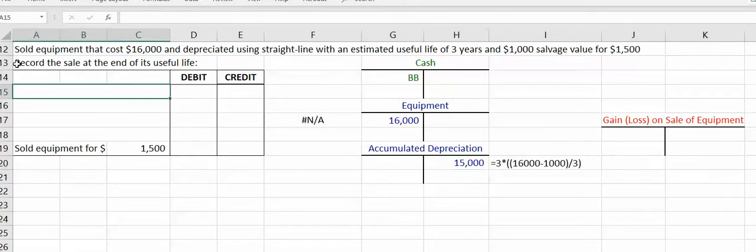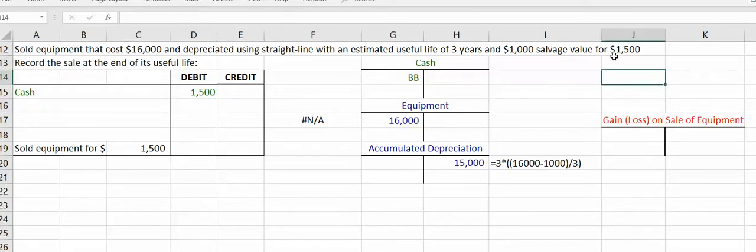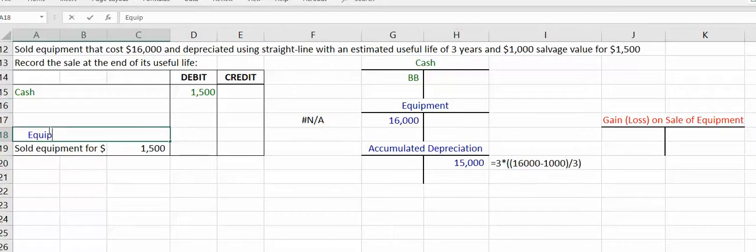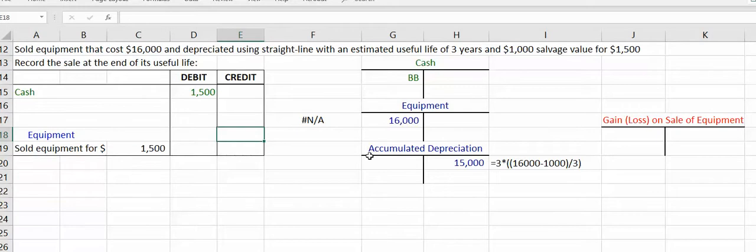The amount of cash the company is getting is 1,500, as this problem says up here. As to how you record the entry in its entirety, we've got to get the equipment off the books and its related accumulated depreciation. So basically we're going to get the 1,000 off the books by crediting your equipment for the $16,000 that's in there.